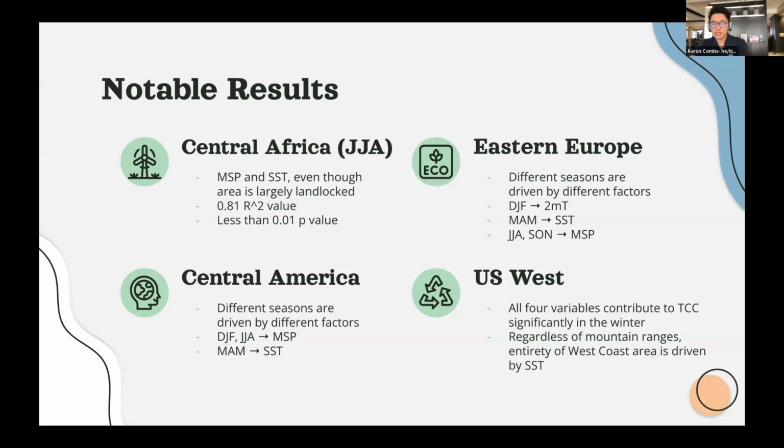I also wanted to note one example in the Western US, which is an extremely geographically and topographically diverse area. For our data, the ERA data set, the US West stretches from the Pacific Ocean, California, Oregon, Washington, all the way out to Utah and Colorado and New Mexico, which means you would not necessarily expect a significant impact of the ocean, right? Especially if you're far away in the Rocky Mountains. But not only did all 4 variables consistently contribute to TCC significantly in the winter, but regardless of mountain ranges, the West Coast area was primarily driven by SST as the second largest variable, which I thought was very notable and interesting to note down.